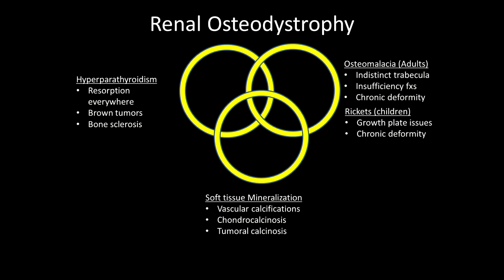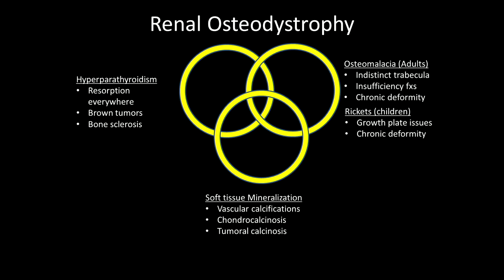So we've just about reached the end. This is the summary slide that attempts to capture all the salient features of renal osteodystrophy that I spoke about thus far. The ring on the left is the hyperparathyroidism ring. The key finding in this condition is resorption everywhere. But occasionally, as in the cases with which I concluded, you will see bone sclerosis, and when it occurs in the spine, it may have that characteristic rugger jersey appearance.